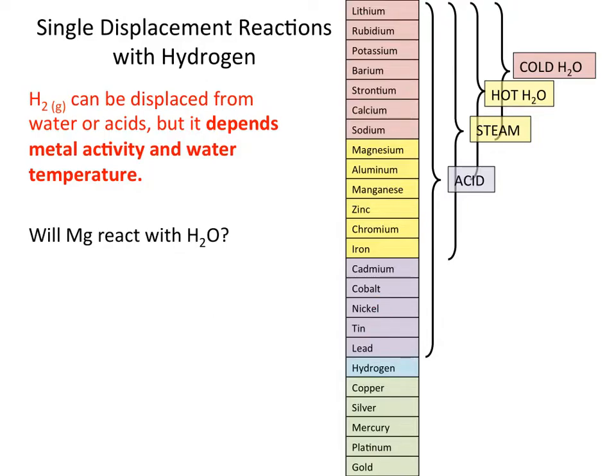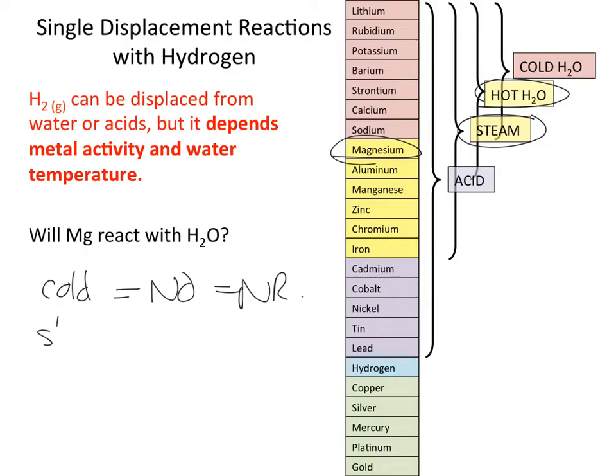So, for example, will magnesium react with water? Well, magnesium is right over here. So what it says, it's in that category of hot water and steam. So if we're talking about cold water, the answer is no. It's going to be no reaction. Okay? But if we react with steam or hot water, hot H2O, yes, you will be able to displace hydrogen.